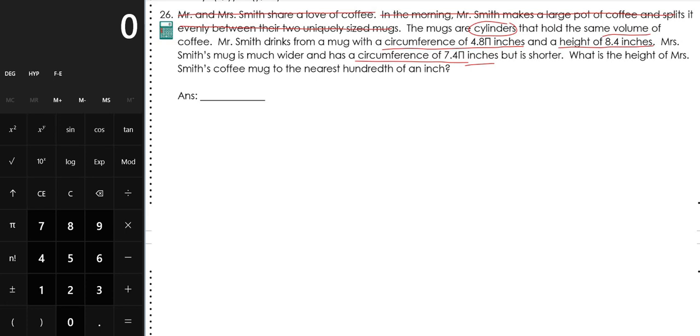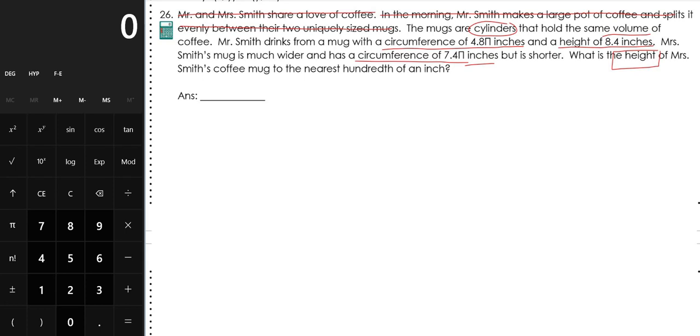What is the height of Mrs. Smith's coffee mug to the nearest hundredth of an inch? So that's where it is. That's why they didn't tell us. They're asking us for that. Now think about it. They gave you circumference, they talked to you about volume, and now they're asking you for height. Now this is going to be another instance where you have to work backwards.